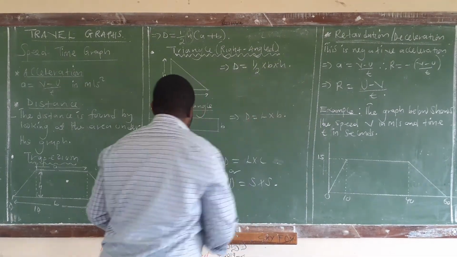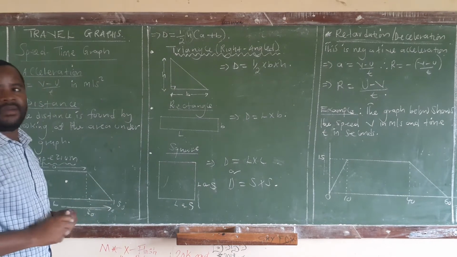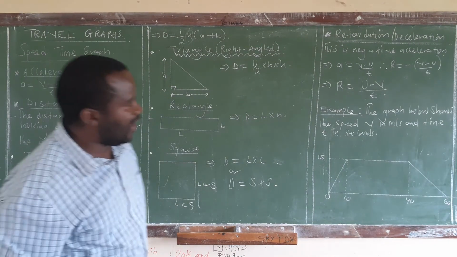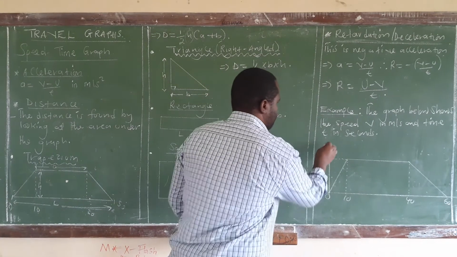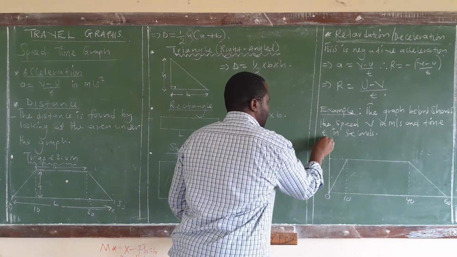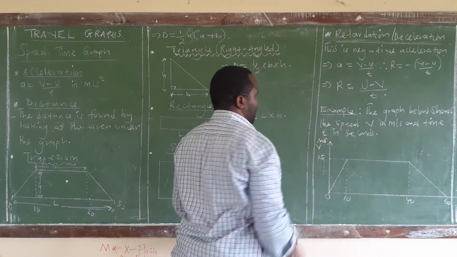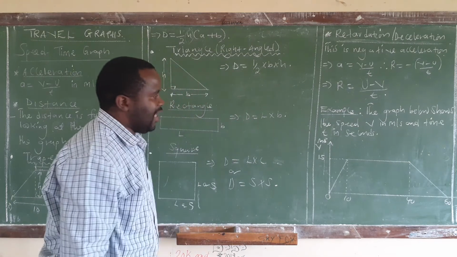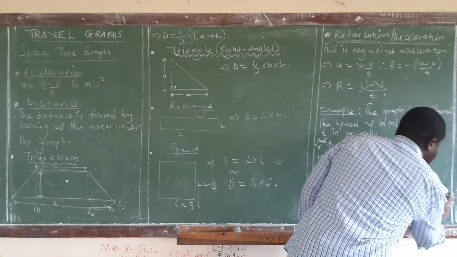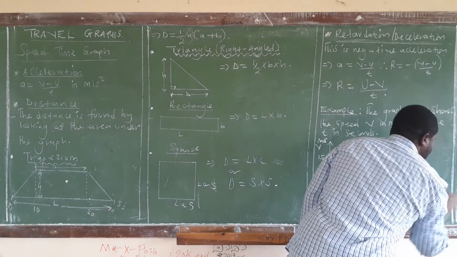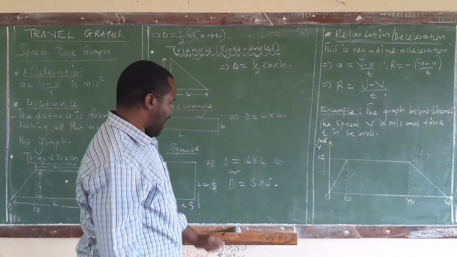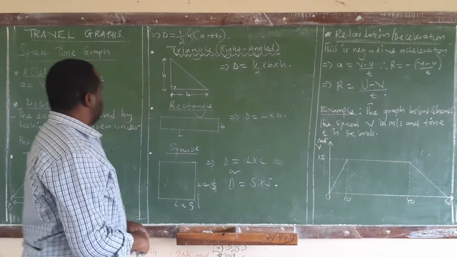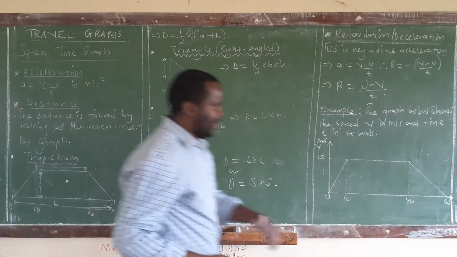Alright, so we have an example on the board here. We are saying the graph below shows the speed, which is v, in meters per second, and the time taken is in seconds. Okay, as you can see on the board. So let me just quickly put up the questions there.